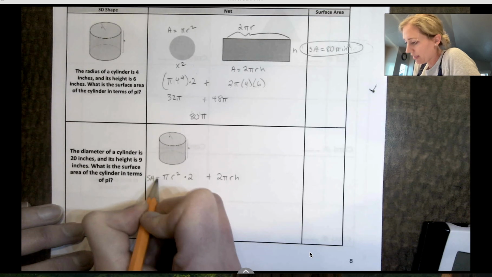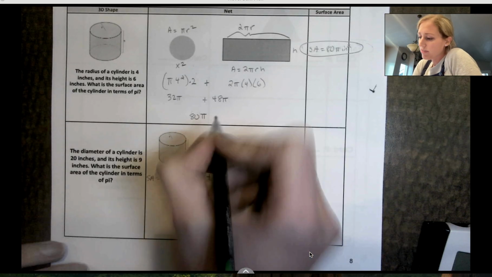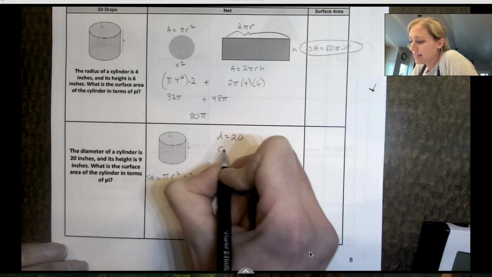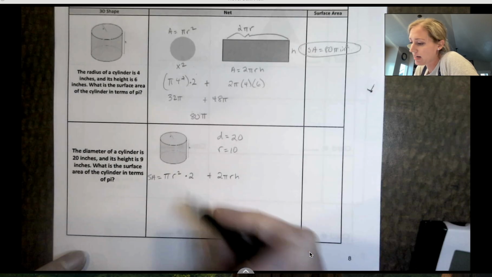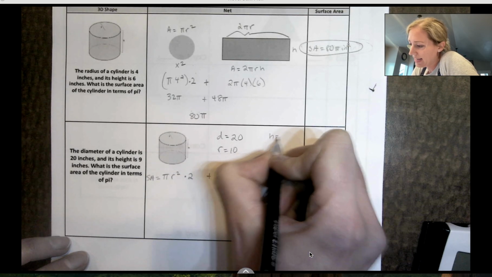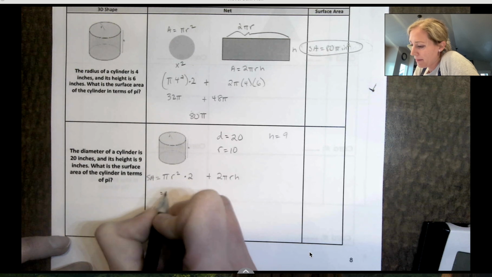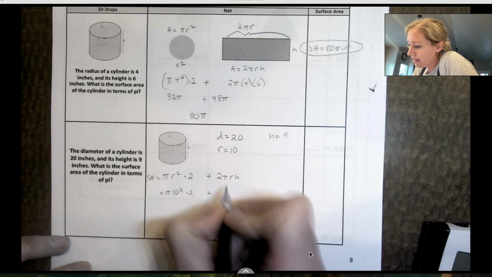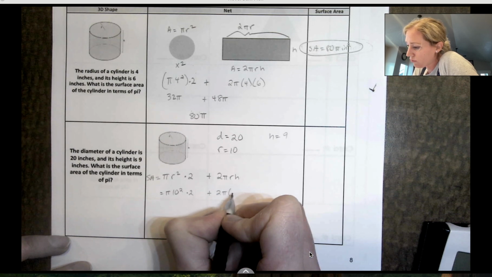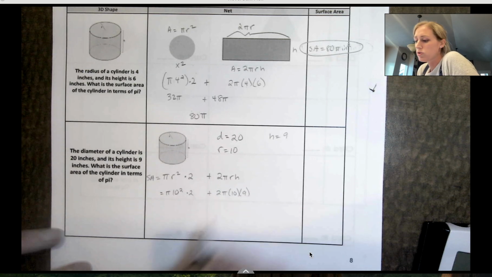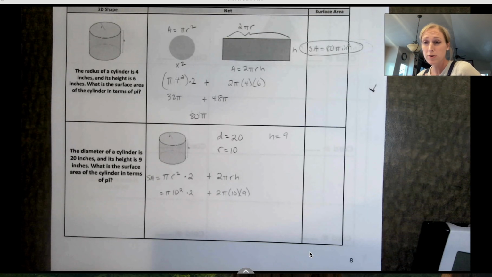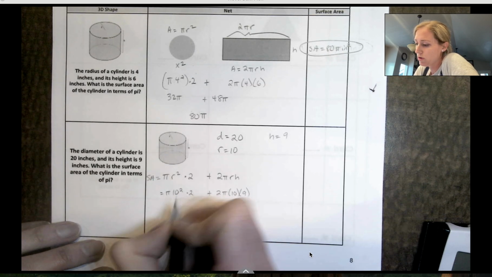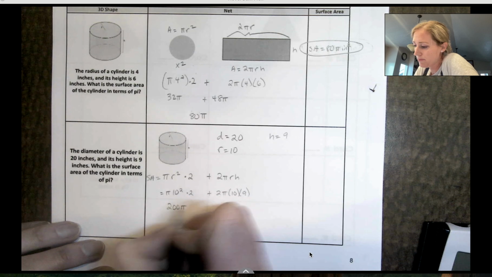Surface area equals. My radius: if the diameter is 20, that's all the way across, so the radius is half of that, 10. We're going to put 10 in for the radius, and we're also told the height is 9. So we're going to do pi times 10 squared, times 2, plus 2 times pi times our radius of 10 times 9. We're going to do this the same way: do all the operations with the numbers and leave pi in our answer. Do the exponent first. I get 100 times 2 is 200, and we leave pi with it.